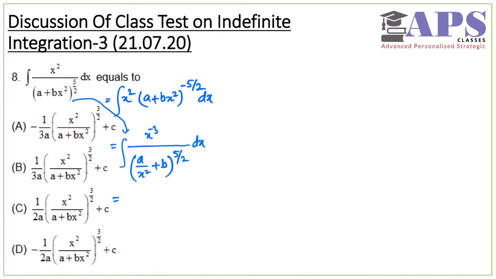Now you can understand that the integration of the derivative of a by x square is in terms of x to the power minus 3. So that will help us now. So what is the derivative of a by x square plus b? If I take this as t, the derivative is minus 2a by x cube dx equal to dt.